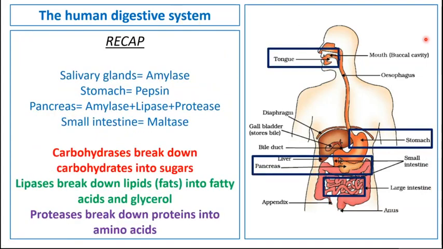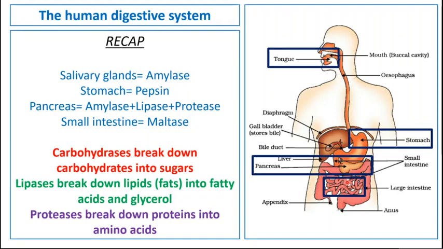And finally, just a very quick recap. It's a very quick video. We have salivary glands producing amylase, that's in the mouth. The stomach produces an enzyme called pepsin. The pancreas produces amylase, which is a carbohydrase, lipase, and protease. And the small intestine, I know the arrow looks like it's pointing to the large intestine here, makes maltase.